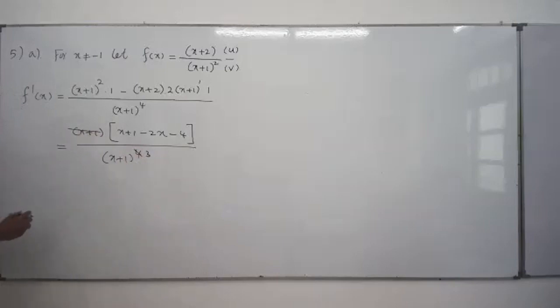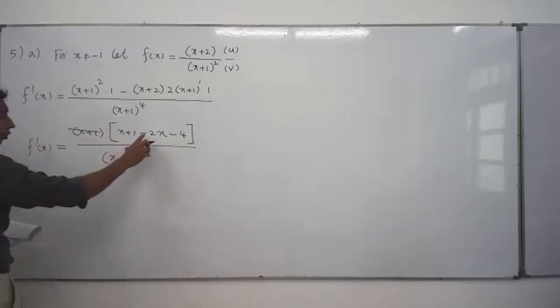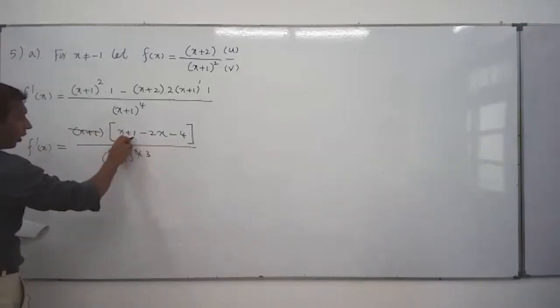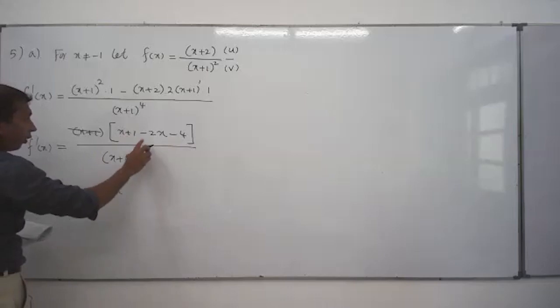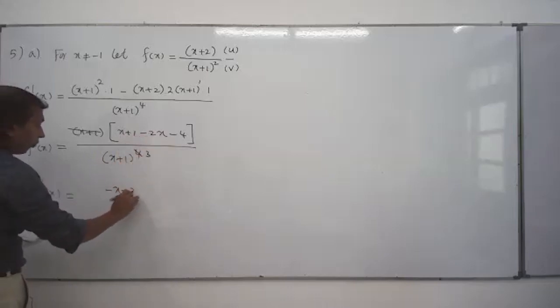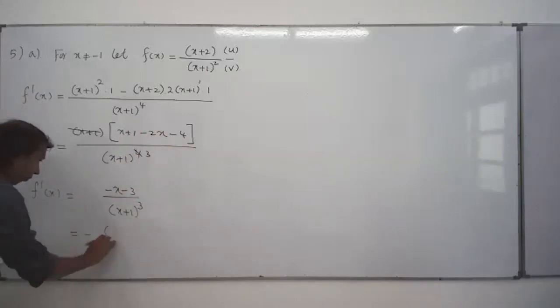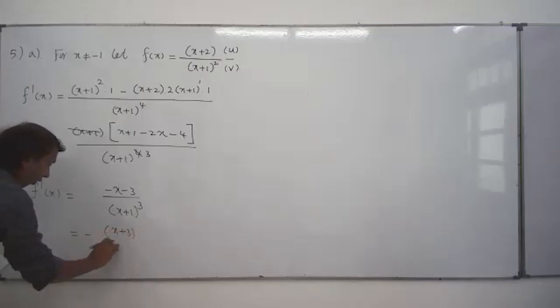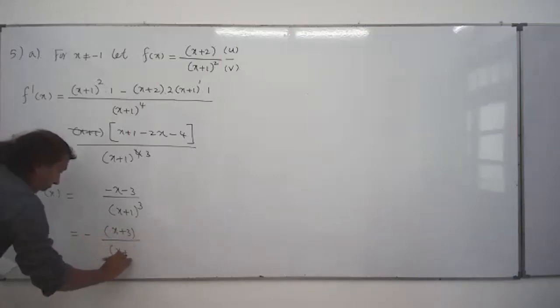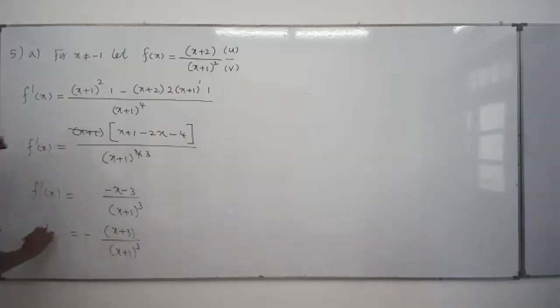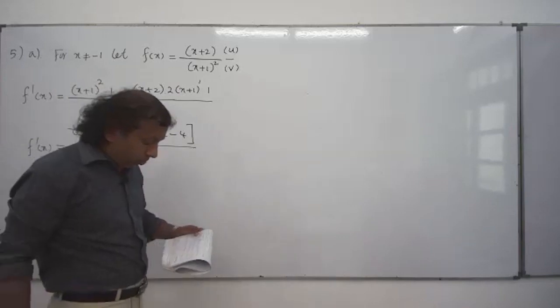Then we get f dash x. Here simplify this. Minus 2x plus x is minus x. 2 minus 4 is minus 2. Wait, correctly: the numerator simplifies to minus x minus 3, divided by x plus 1 cube. Take this minus sign out: minus (x plus 3) divided by (x plus 1) cube. F dash x is this, right? First answer is okay, no, people?